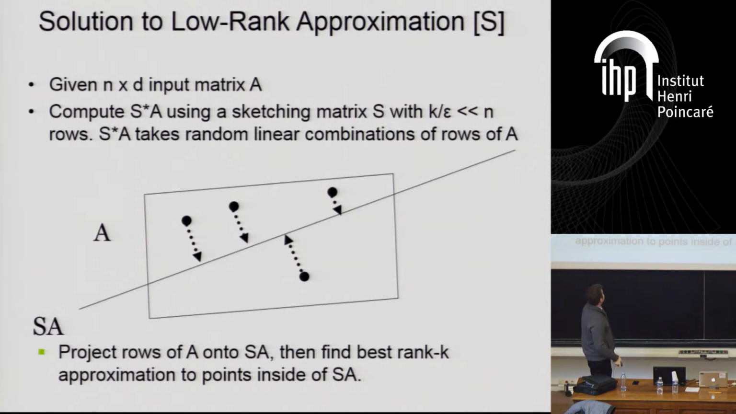Then the next step is to take your n points, the rows of A, and project them onto this k over epsilon dimensional space, the row space of S times A. After I've projected them onto this space, I find the best rank k approximation in this much lower dimensional space, using the coordinate representation of that space. Now it's efficient, because the SVD took number of points times dimension squared time. We still have n points, but they all live in a k over epsilon dimensional space. So now this is n times poly(k over epsilon).